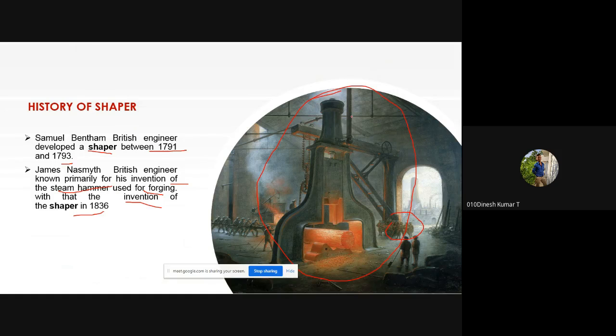It's a simple mechanism in which the ram of the steam hammer goes down and up. On the other side, there's a person moving the workpiece, so the ram comes down with a high force and can shape the workpiece into the required shape. That is the steam hammer as discovered by James Nasmyth.